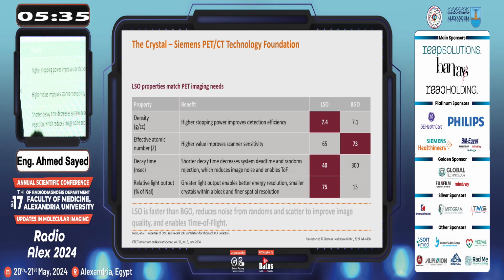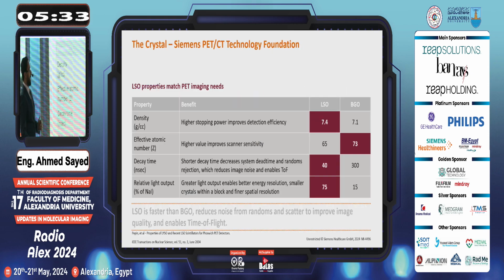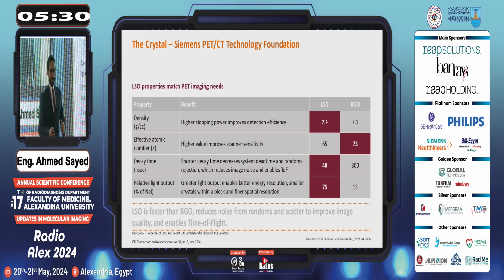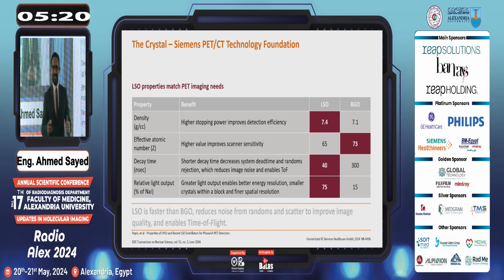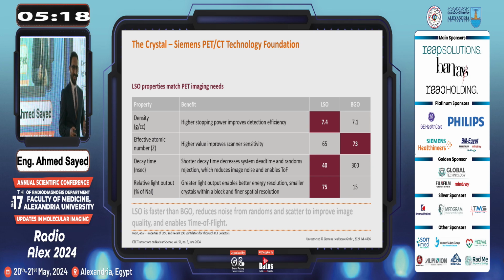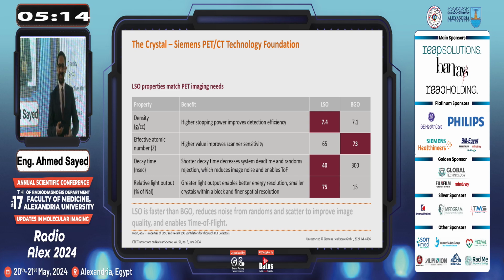Now we will talk about the crystal element. There are two types of crystal, LSO and BGO. Does anyone here know the difference between LSO and BGO, or have any information about the crystals LSO and BGO? We can make it interactive.